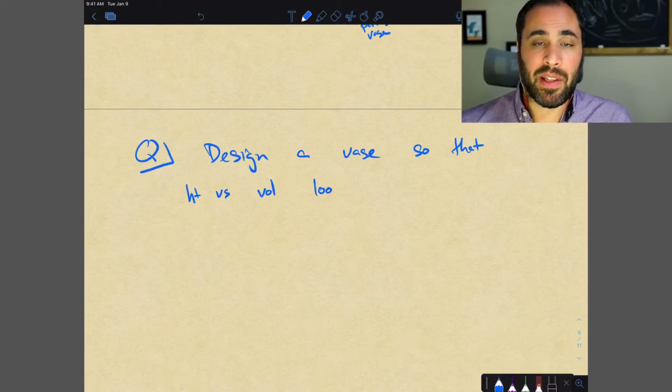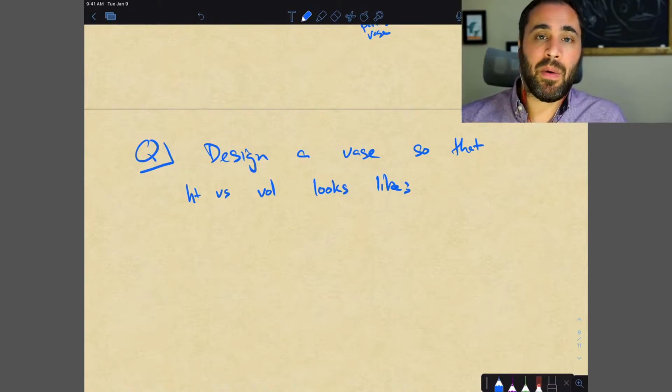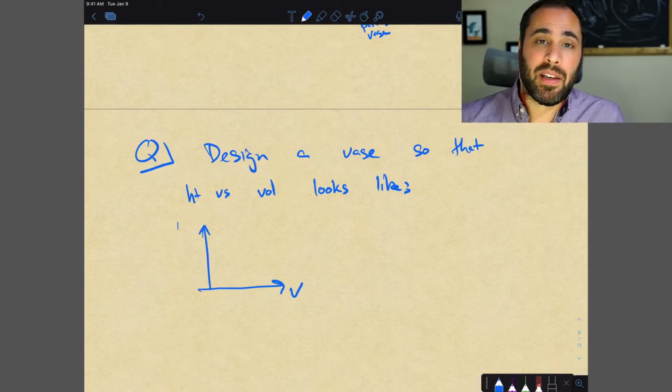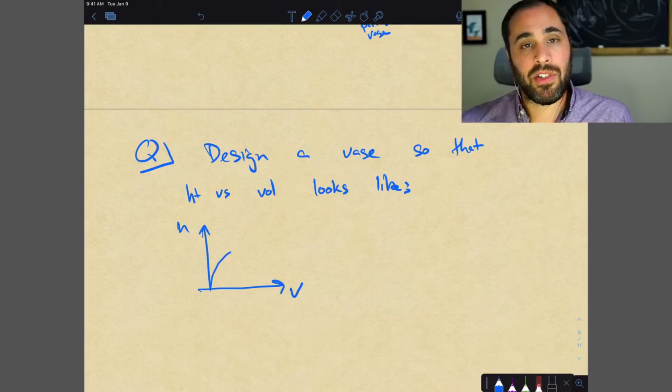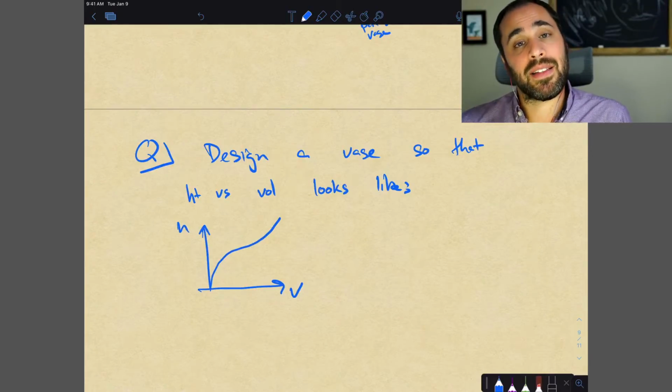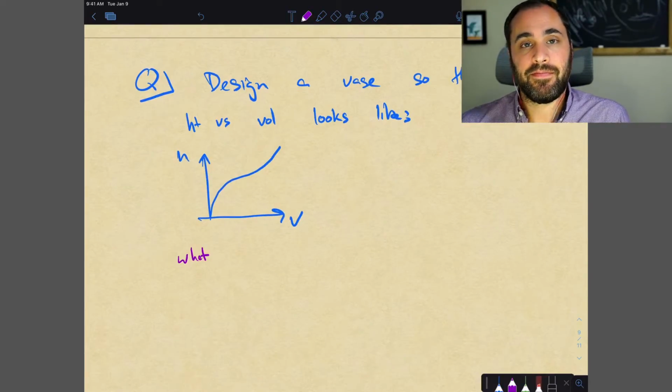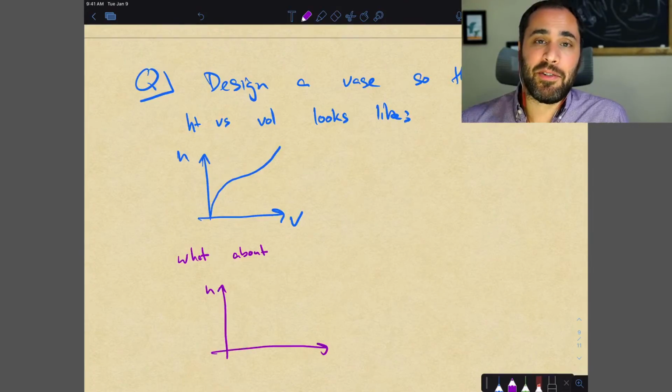So I'll leave you with a challenge. Maybe think about what a vase would have to look like if its height versus volume graph would look like this instead. And actually try one more. Try this one in purple too.